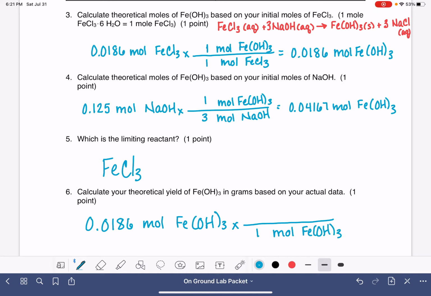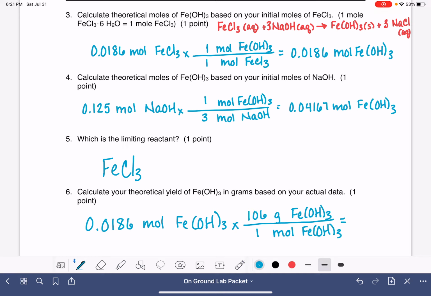And I'm going to try to make up a molecular weight for FeOH3. I'm not super confident that I'm going to get this correct, so do not trust this 106 grams per mole. That might not be right. Please do not assume that this is a correct number. I want you guys to do some of the work on this. I don't want to do the whole entire post lab for you.